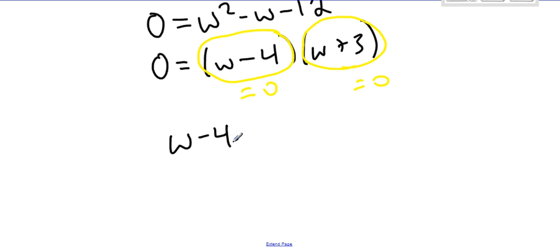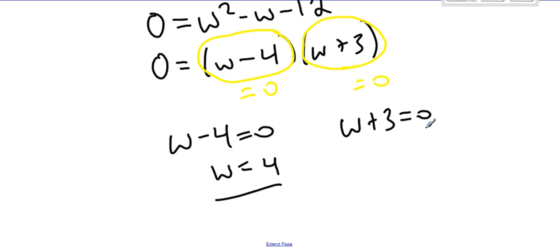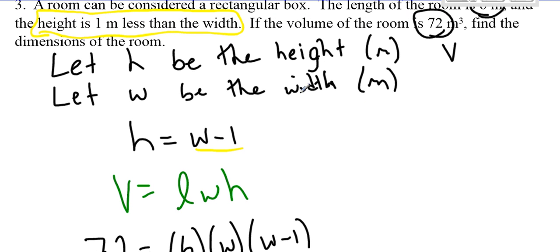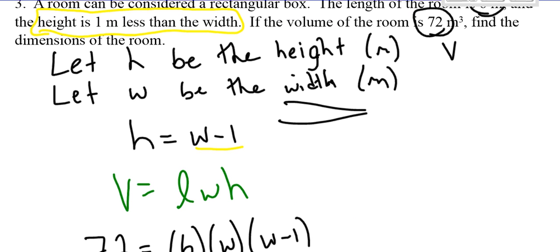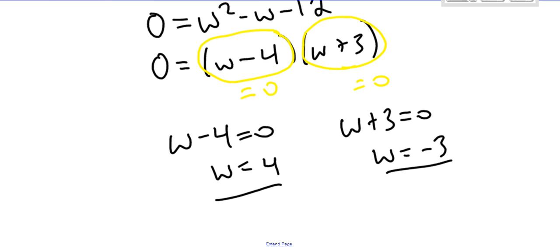If w minus 4 was 0, that means w equals 4 is a solution to this equation. Or if w plus 3 was equal to 0, w would be negative 3, which is a solution to this equation. So there's my two solutions. Let's take a look at them. What was w again? w was the width of a room, so it was something measured. We don't measure negative meters.